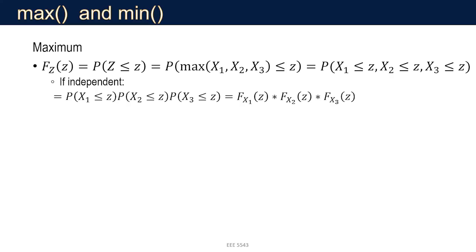And this works great for a maximum. Now, how about a minimum? Well, you say, okay, if we're trying to find the probability density function of a minimum of 3 random variables, we could try to approach it the same way.